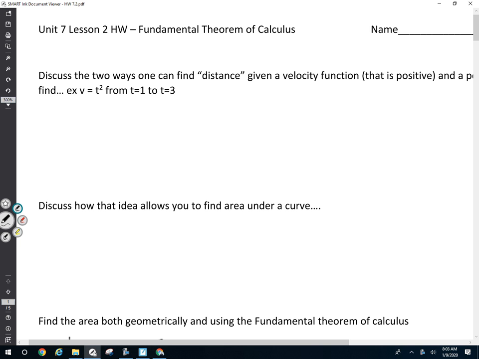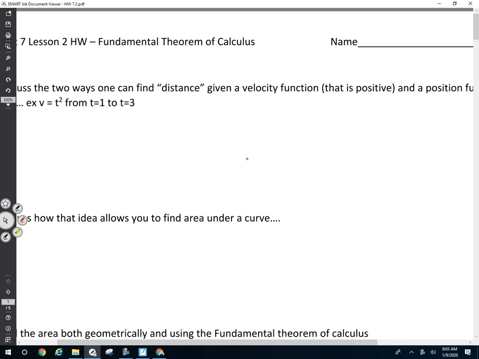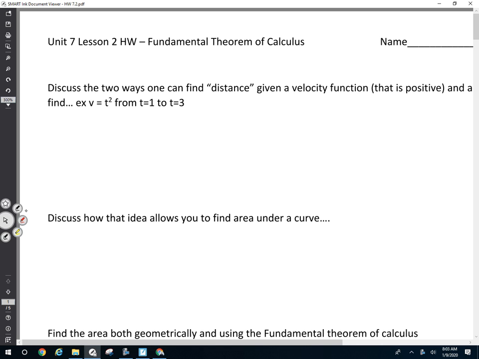Discuss two ways one can find distance given a velocity function that is positive and a position function that you can find. So here's an example. I just want you to think about the pictures where you could think about distance being velocity times time. Okay? So let's say we have t squared. Here's v equals t squared.